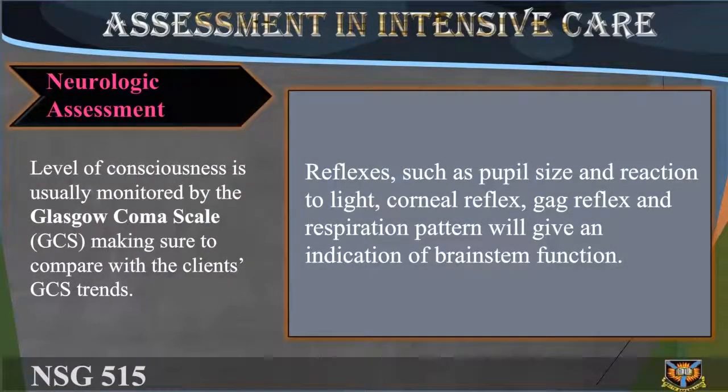Neurologic assessments. Level of consciousness is usually monitored by the Glasgow Coma Scale, GCS, making sure to compare with the client's GCS trends. Reflexes such as pupil size and reaction to light, corneal reflex, gag reflex, and respiration pattern will give an indication of brainstem function.